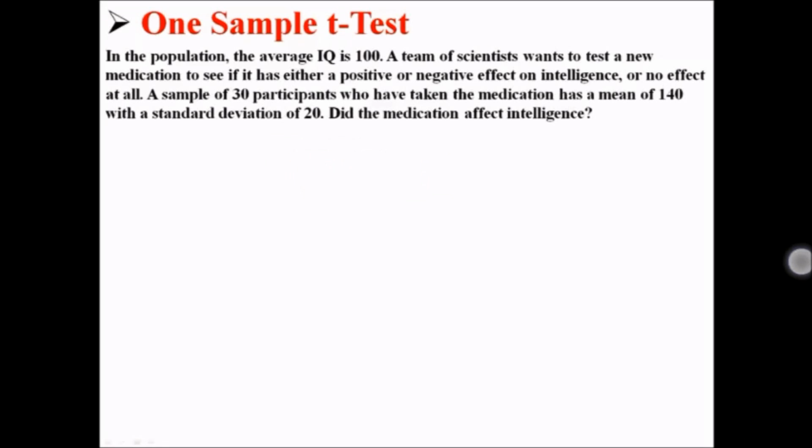Good day, this is Jason Verayo here to give you a quick tutorial on how to do the t-test for hypothesis testing. In this sample problem, it says here that in the population, the average IQ is 100. A team of scientists wants to test a new medication to see if it has either a positive or negative effect on intelligence, or no effect at all. A sample of 30 participants who have taken the medication has a mean of 150 with a standard deviation of 20. Did the medication affect intelligence?